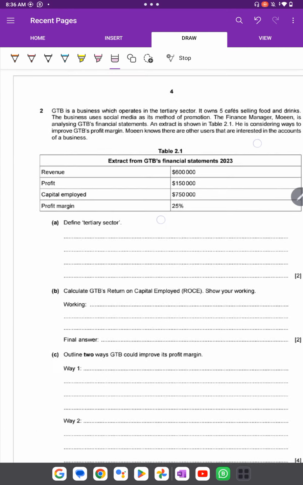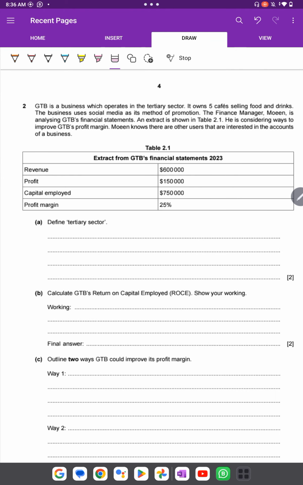So now let's see the other one. GTB is a business which operates in the tertiary sector. It owns 5 cafes selling food and drinks. The business uses social media as its method of promotion. The finance manager Moin is analyzing GTB's financial statements and extracts shown in table 2.1. He is considering ways to improve GTB's profit margin. Moin knows there are other users that are interested in the accounts of a business.